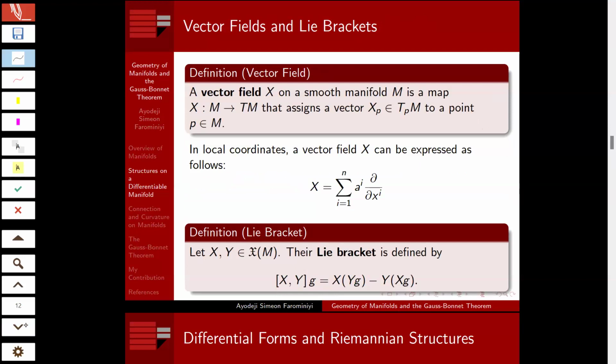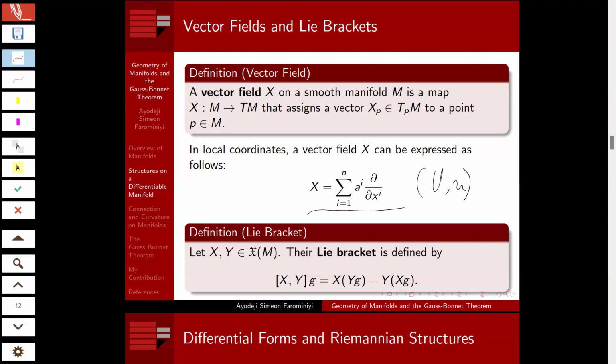So next we'll talk about the vector field. A vector field X on a smooth manifold is a map that assigns a tangent vector Xp to each point in M. So we take a point on a manifold and we assign a tangent vector to it. It does that to all the points on the manifold. In local coordinates, a vector field can be expressed as follows, where each a_i is a function on a coordinate neighborhood (U, x).